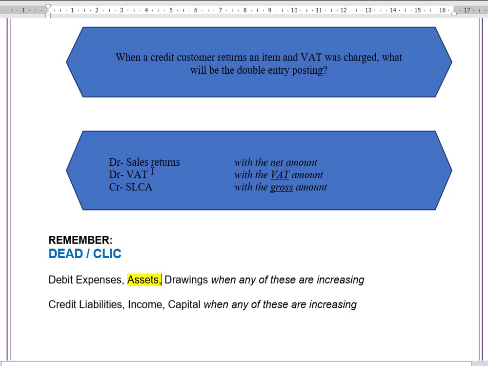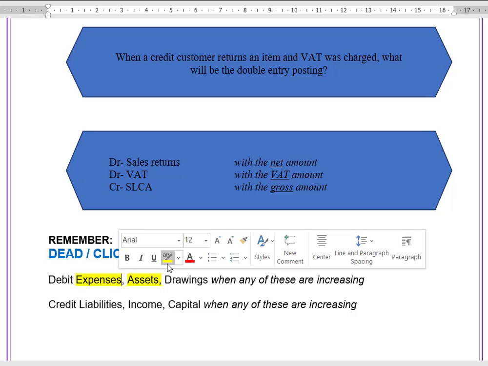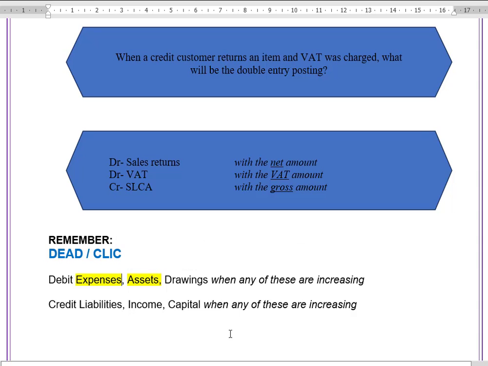You debit VAT, you debit sales returns. Sales returns in this case is being seen as an expense in your hand, a cost that you are bearing. Because remember, when you sold an item, yay, great. It's income to your hands. And what's happening now? The person is returning the item. Oh, not too good. It is a cost, a burden that the company has to now bear. And that will be an expense being debited. Your sales returns is being debited and the VAT is also debited.